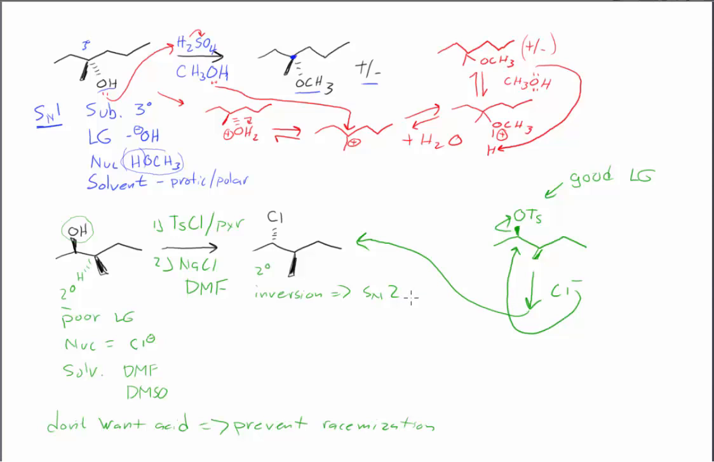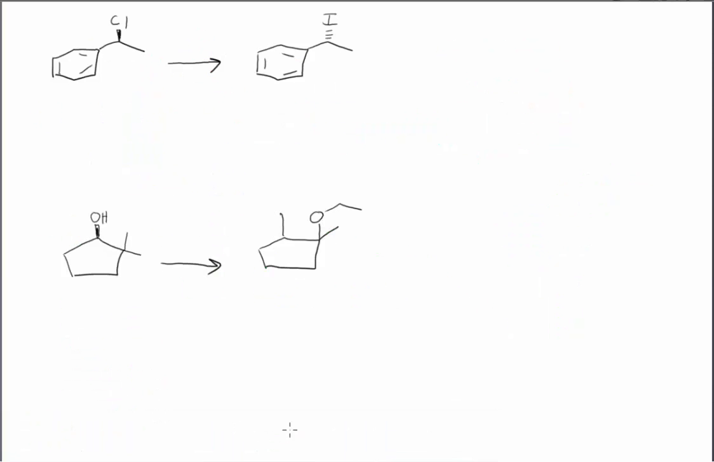So here we have a two-step sequence where we need to turn this poor leaving group into a better leaving group, avoiding cations. We don't want any cations here because that will rearrange our molecule. And so to prevent cations from forming, we want to turn OH into a better leaving group without acid. That's tosyl chloride and pyridine.